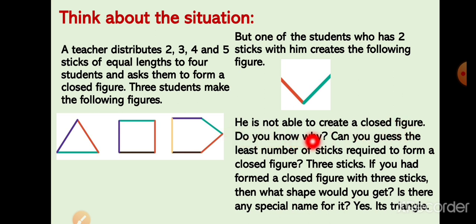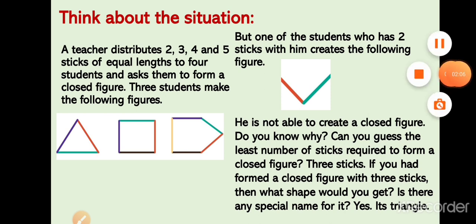Do you know why? Can you guess the least number of sticks required to form a closed figure? If you want to form a closed figure, we need at least 3 sticks, then only we can form a closed figure. If you form a closed figure with 3 sticks, what shape would you get? Is there any special name for it? Yes, it's called a triangle.